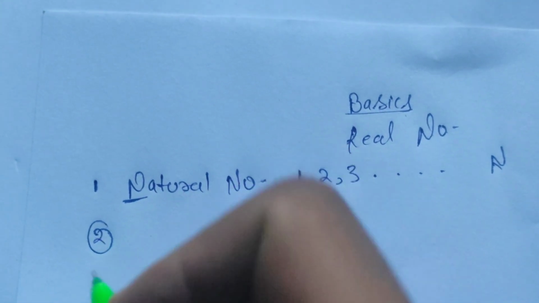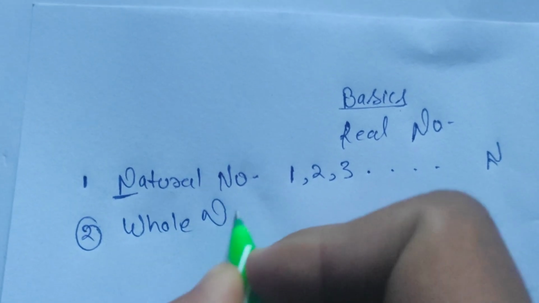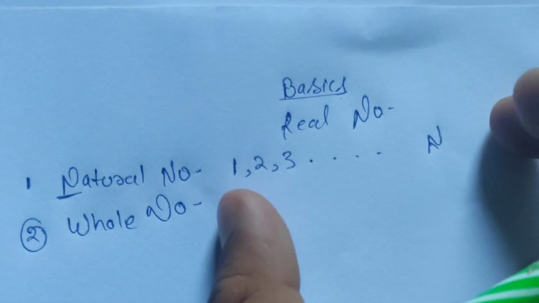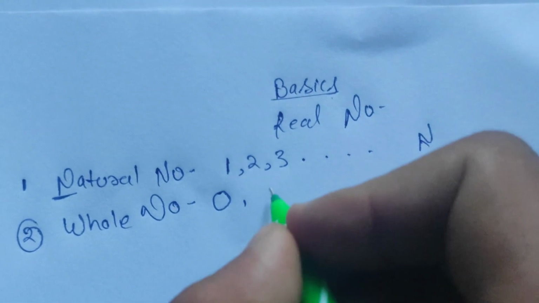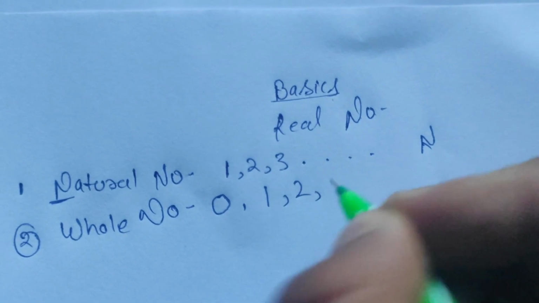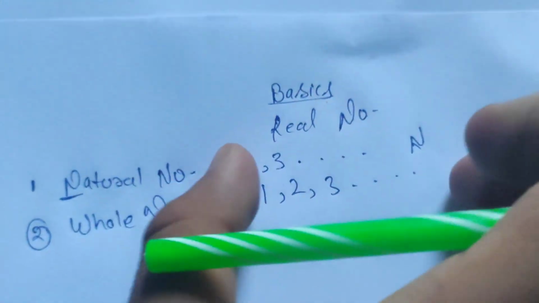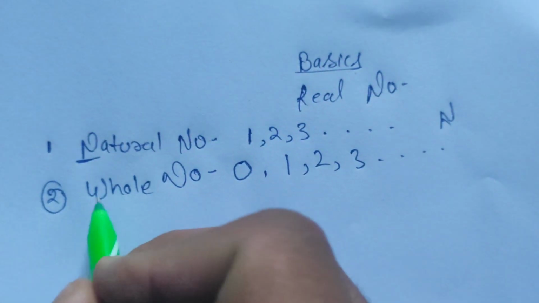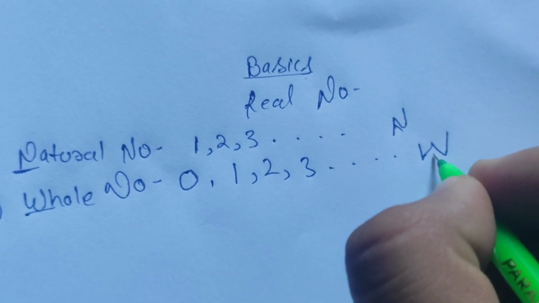The second thing is whole numbers. What are whole numbers? These are the natural numbers, 1, 2, 3, and if we include 0 in the natural numbers, the new series is called whole numbers, denoted by W.